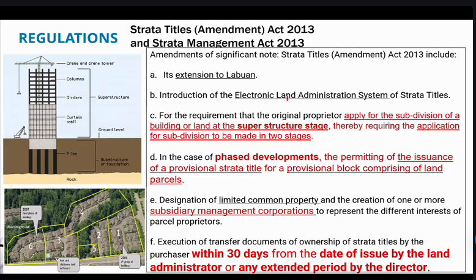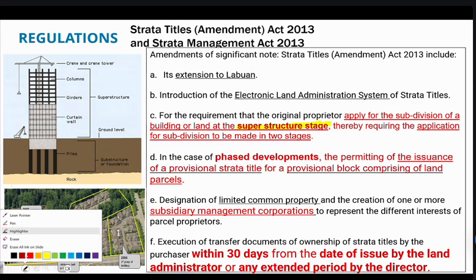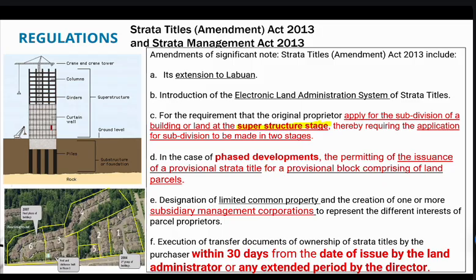Here, it's extended to Labuan. They've introduced an electronic land administration system for strata titles. Now, the original proprietor has to apply for subdivision at the superstructure stage. In case you're wondering what the superstructure stage is, it means the building itself. If you look at the left side of the picture, anything below the ground, the construction is what we call the foundation. That's why they call it the substructure here. But above the ground, the building itself, we call that the superstructure.